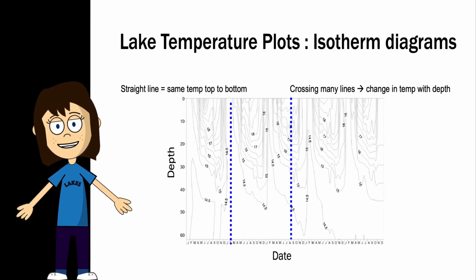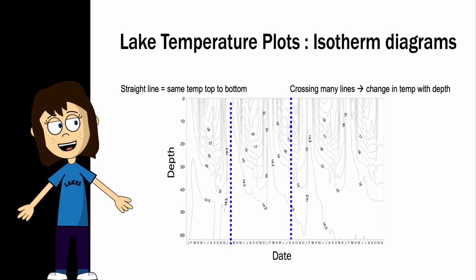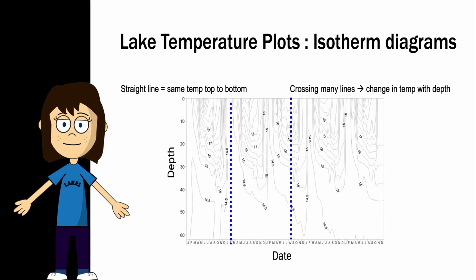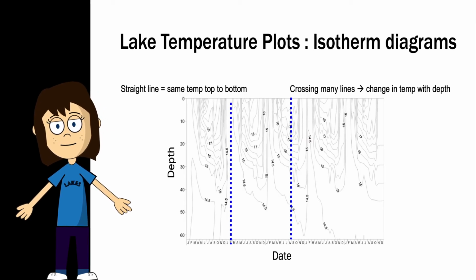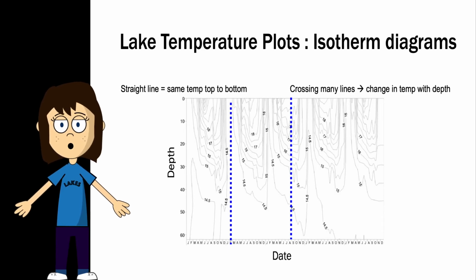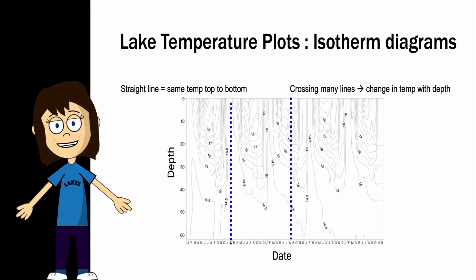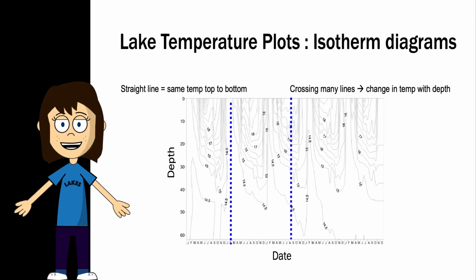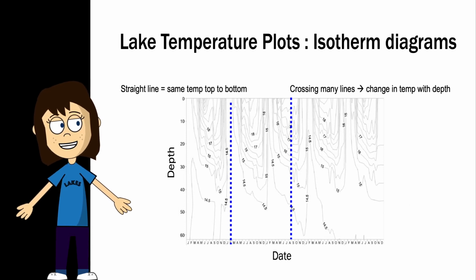One way of reading them is by selecting a specific date and drawing a vertical line. If that vertical line doesn't cross any isotherms, then the lake is isothermal with the same temperature from top to bottom. If the line crosses many isotherms, there's going to be a big change in temperature with depth, and many lines close together means a very sharp increase or decrease in temperature. This is usually associated with the thermocline. This is equivalent to a topographic map, where when you see many lines close together, you know that you're in for a steep incline.